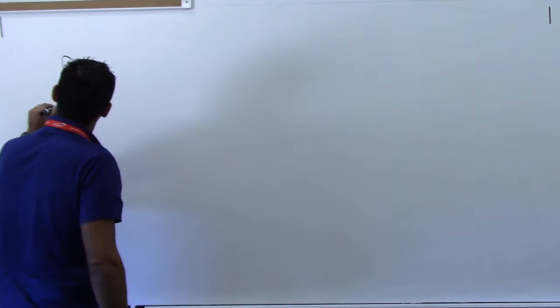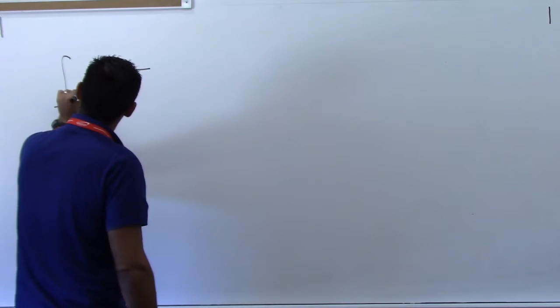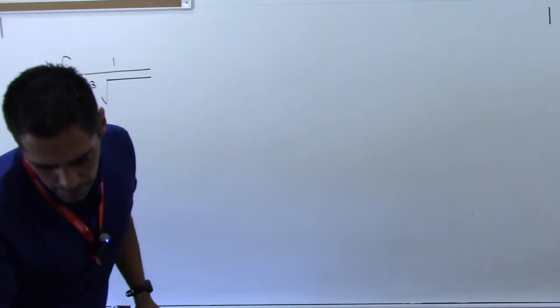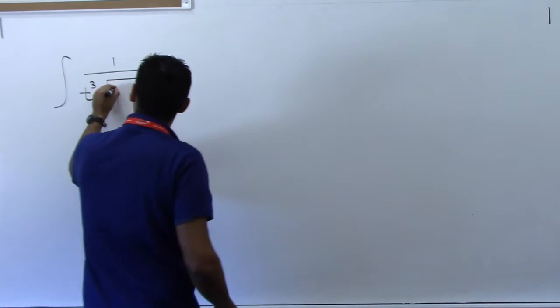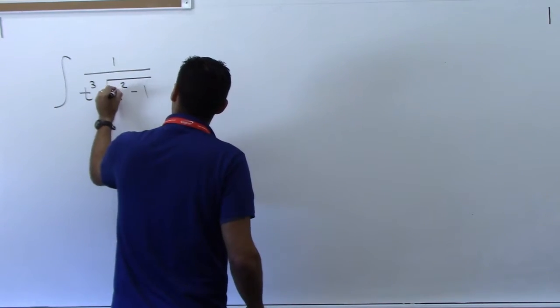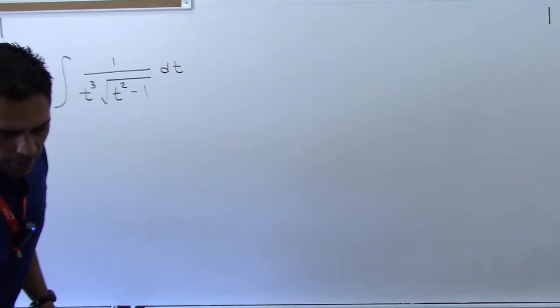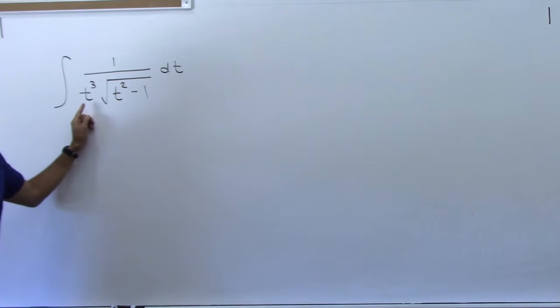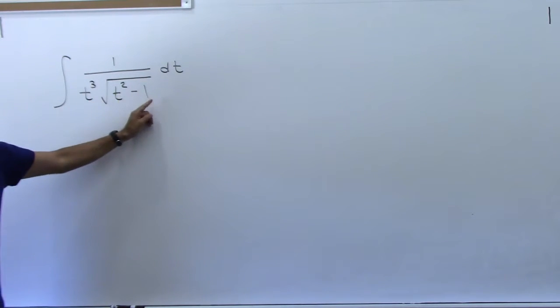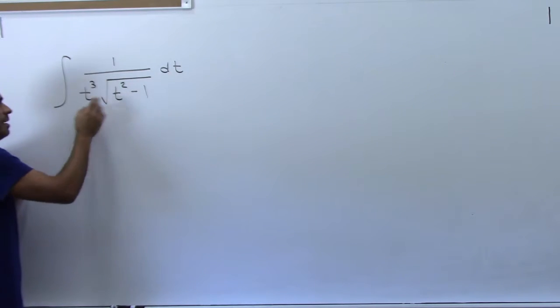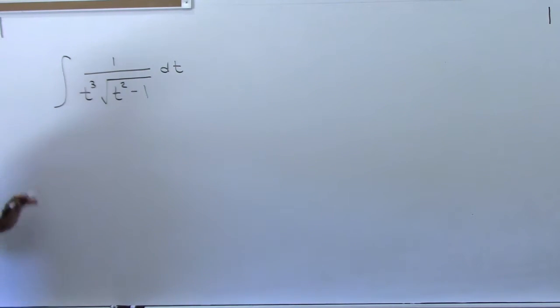Integral 1. This looks very similar to one we just did. T cubed square root t squared minus 1. Oh, no, it's not similar, is it? It's similar to 39. We had x squared, but then inside we had, I think, 4 minus x squared. Here we're going to use a different substitution. And it's cubed here, not x squared.